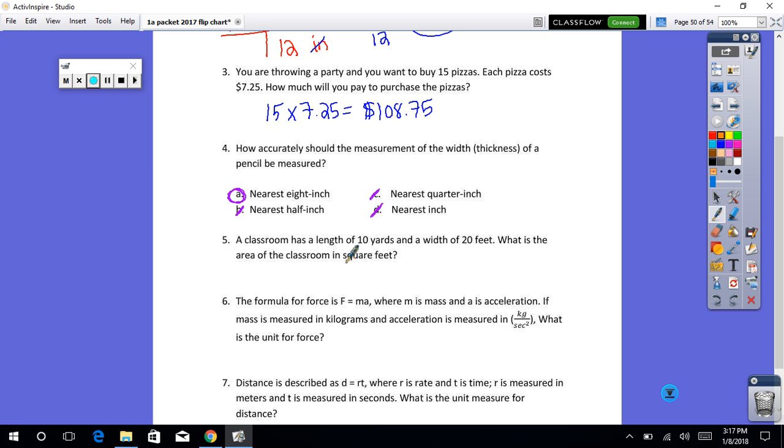Okay, be careful with the wording of this one. A classroom has a length of 10 yards and a width of 20 feet. What is the area of the classroom in square feet? Well, I have 2 different measurements here. Okay, one of them is already in feet, and you know the area is length times width. Okay, my width is already in feet. My length is not. So I need to convert that 10 yards into feet before I do anything else.